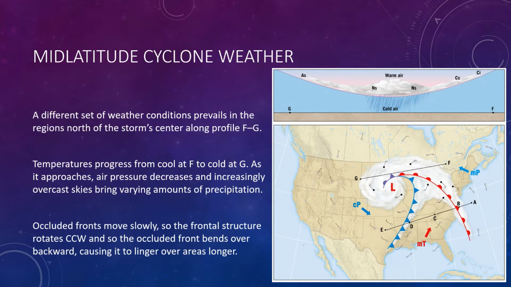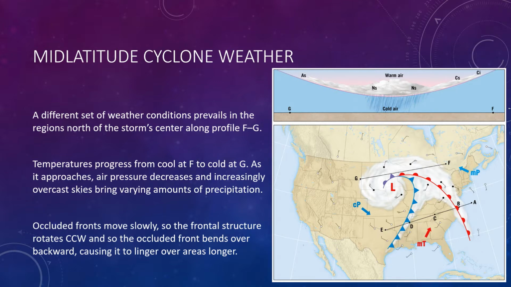Once the formation of an occluded front begins, which you can see right at the top here, the purple one where the cold front overtakes the warm front, the character of the storm begins to change. Because occluded fronts tend to move more slowly than the other fronts, the entire wishbone-shaped structure of the storm begins to rotate counterclockwise. As a result, the occluded front appears to bend over backwards. This effect adds to the misery of the region influenced by the occluded front because it lingers over an area for longer than it would otherwise.